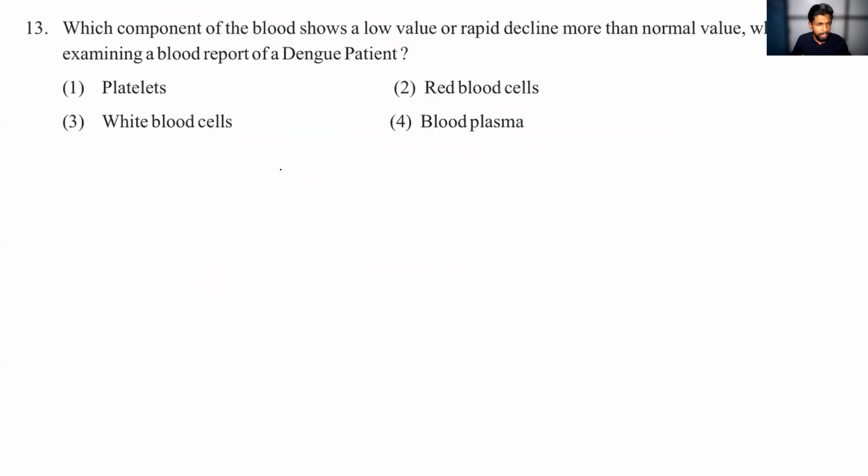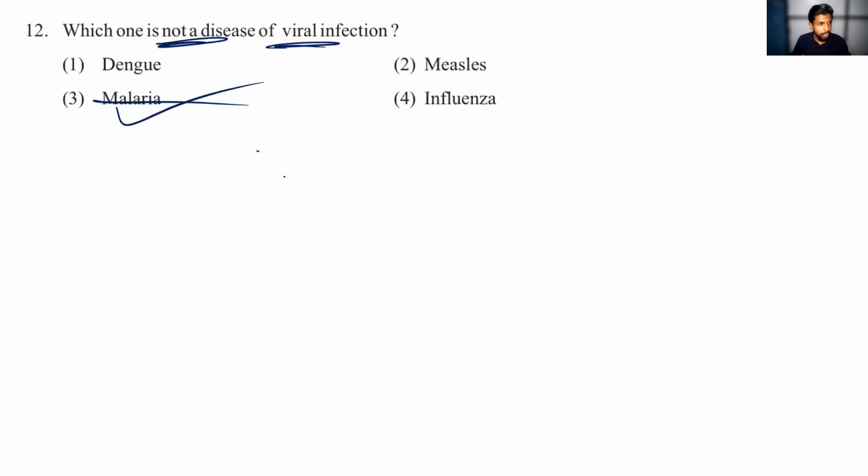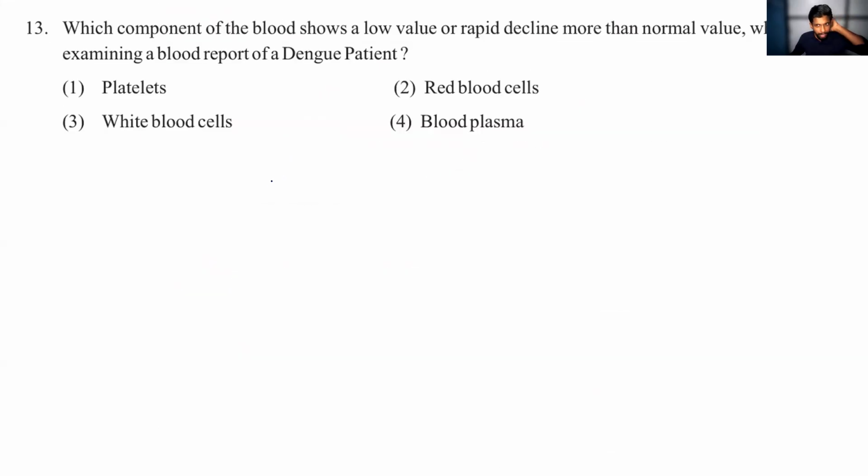Question number 13, regarding the components of the blood. Which one is the answer? During dengue, which component will be reduced? This is from grade 9, unit number 6, regarding the blood circulatory system. We have discussed it, I think, two or three weeks ago, right?